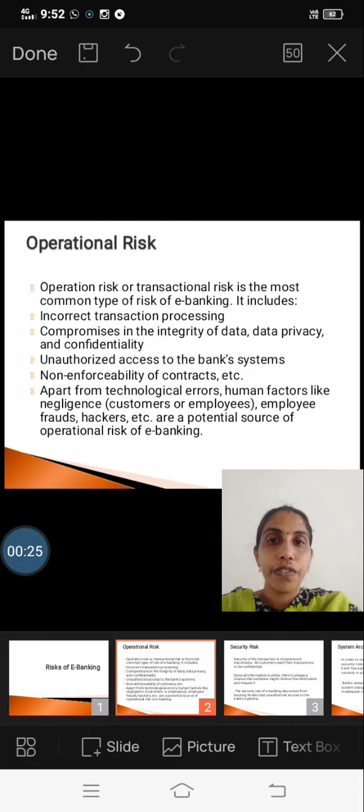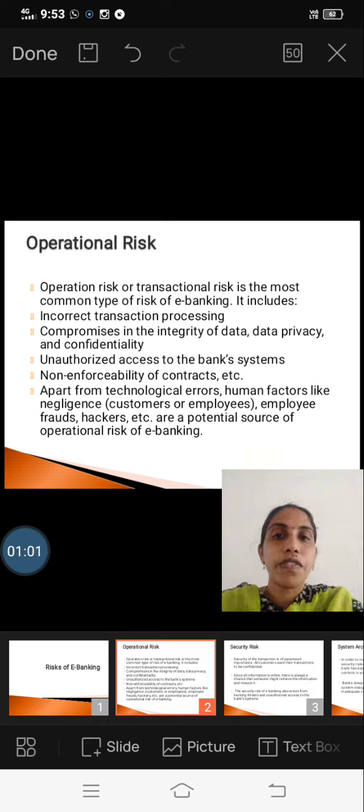The first kind of risk is operational risk. It is also termed transactional risk, which is the most common type of risk in e-banking. It has the following implications. Some incorrect transaction processing may occur, and it may compromise the integrity of data. That is, your data privacy may be missing and your confidentiality may be missing.